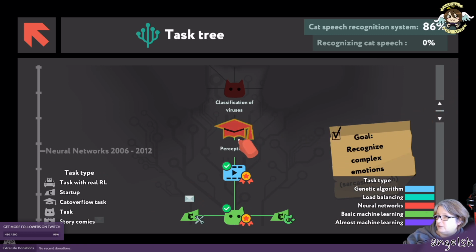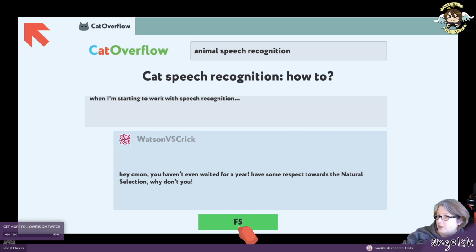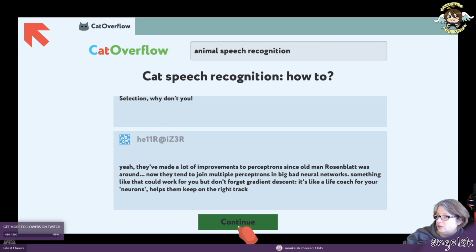Okay, now we've got perceptrons. Animal speech recognition. How to. Gotta admit, Dr. Coda's probably right. This genetic algorithm's too clumsy, especially now when I'm starting to work with speech recognition. Hey, come on, you haven't even waited for a year. Have some respect towards the natural selection, why don't you?